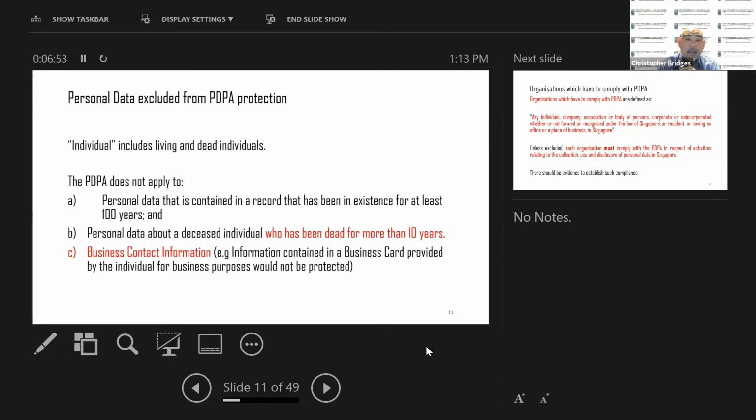It also extends to such information that you may have placed on the company website about an individual's particulars. Such information is not protected. So, for example, if you list the qualifications of your CEO, although the qualifications and the CEO may lead to his identification, because it's listed on your web page, it is considered business contact information, so it's not covered by the PDPA.